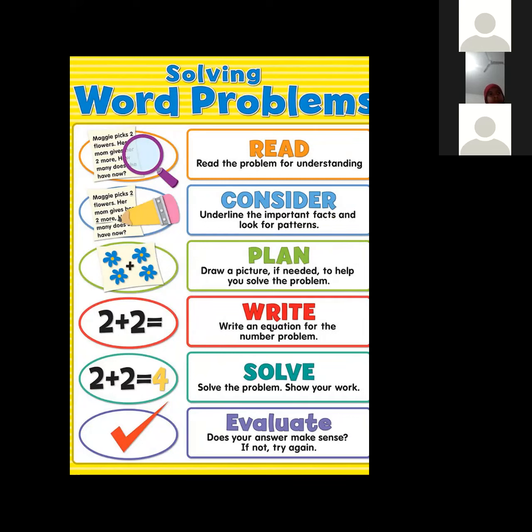So underline the important facts and look for patterns. Anything difficult word you see, you can underline it, try to understand it, try to see the meaning, what the thing is trying to ask, what the problem is. Then you have to plan: draw a picture if needed. If it is needed, you have to draw a picture to help you to solve the problem, to help you to understand the problem. And then you have to write an equation of the number problem. Write an equation.